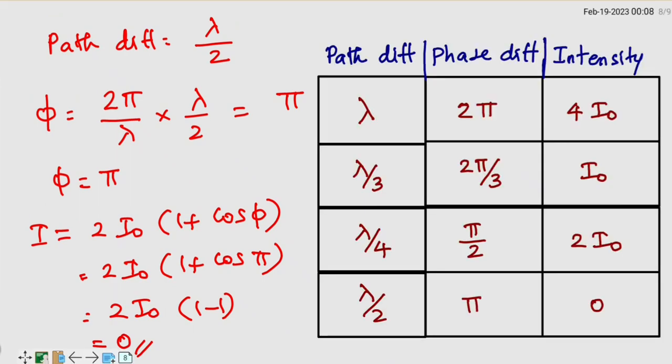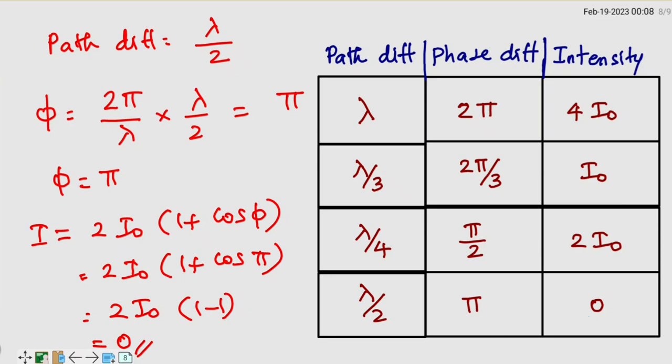See, here I have written all values in a table. Path difference is lambda, and respective phase difference is 2 pi, and respective intensity I have written 4 I naught. For lambda by 3, phase difference 2 pi by 3 and intensity I naught. If you take this 4 I naught as k, this has to be k by 4. For lambda by 4, phase difference is pi by 2 and respective intensity is 2 I naught or k by 2. For lambda by 2, phase difference is pi and intensity will be 0.